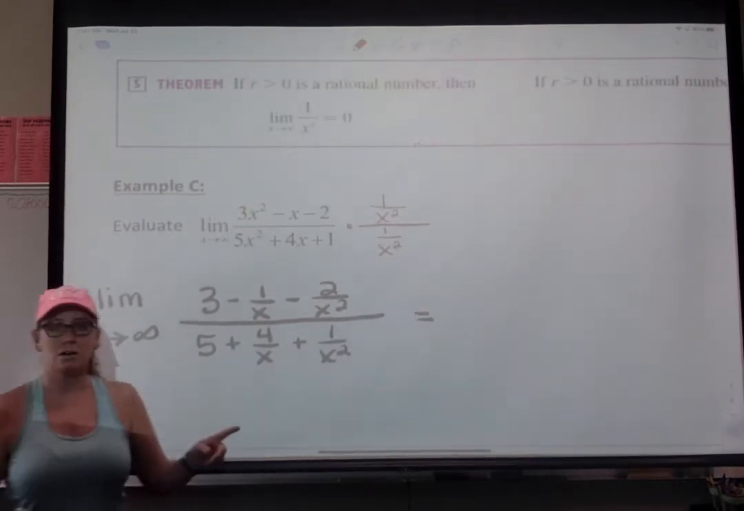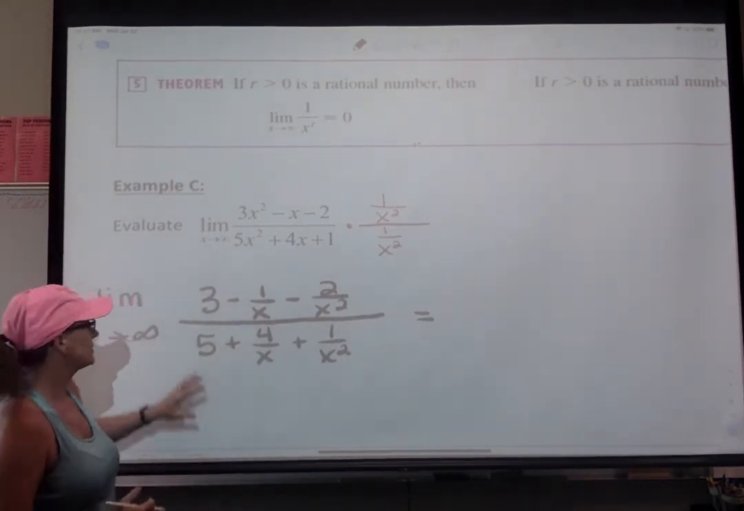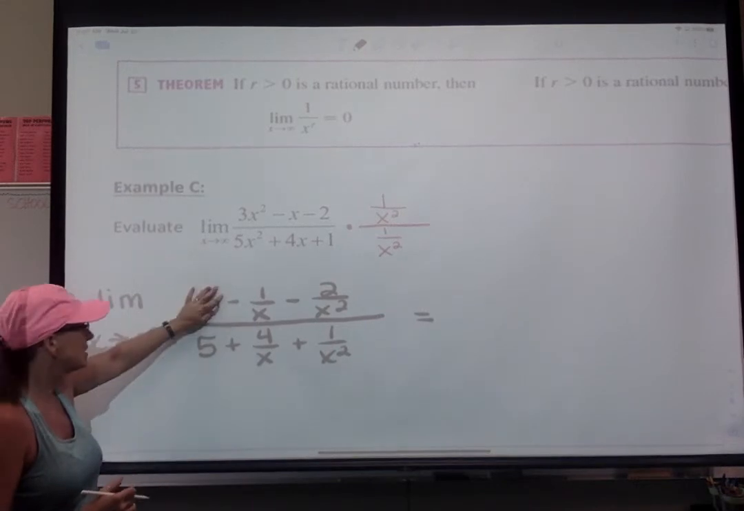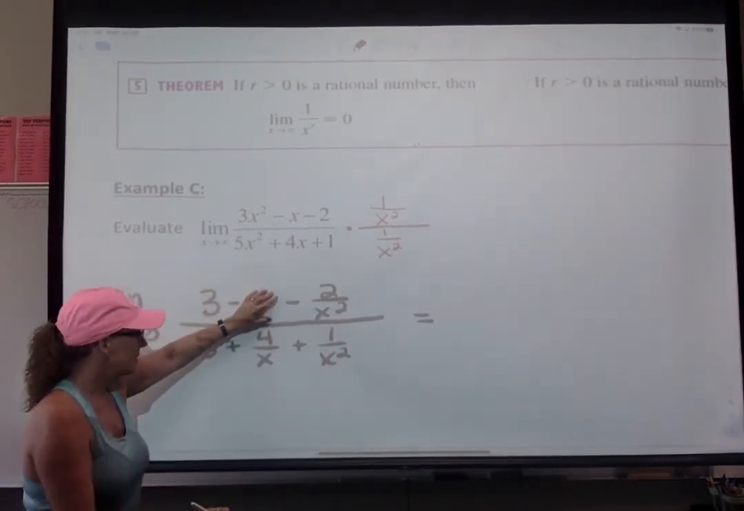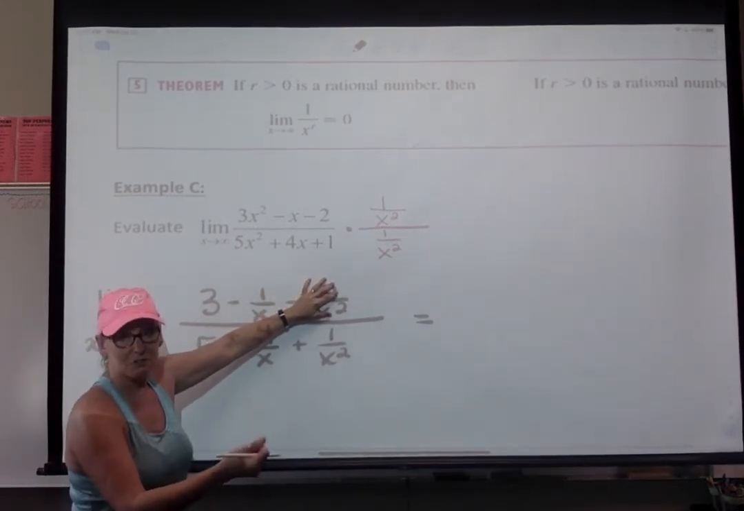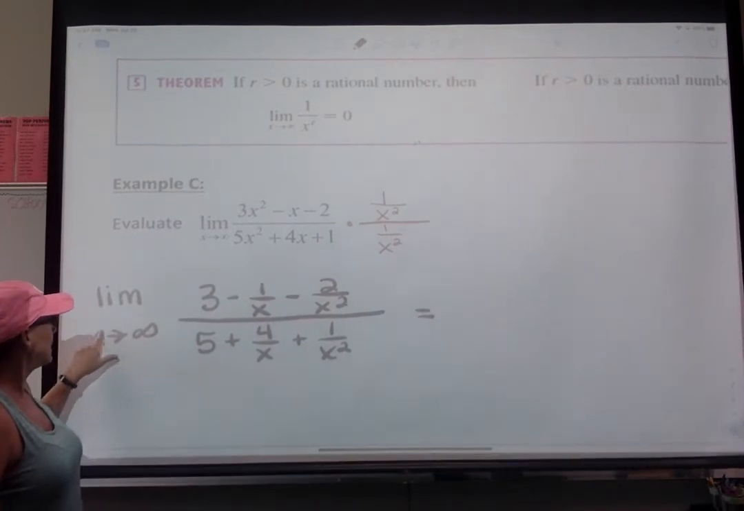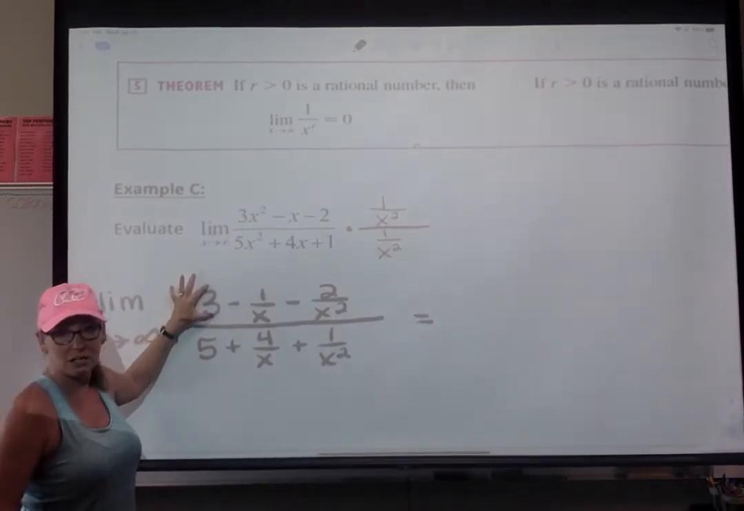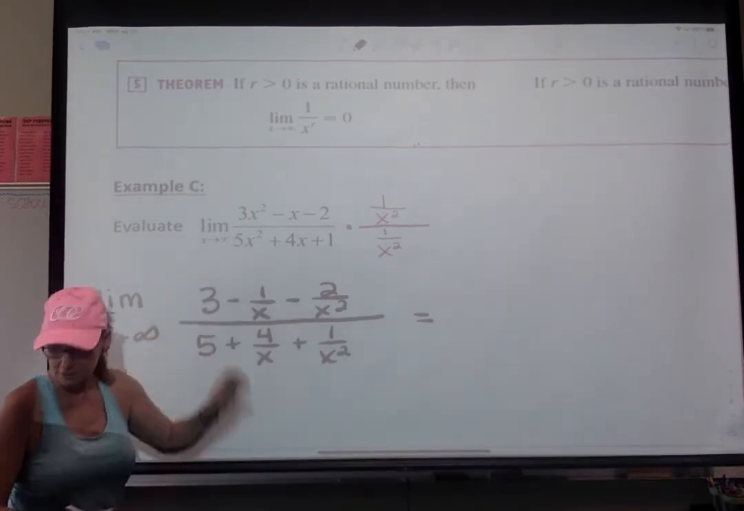Using my limit laws from, I don't know, a few days ago, I can think of these as the limit as x approaches infinity of this, minus the limit as x approaches infinity of this, minus the limit as x approaches infinity of this, right? I'm not going to write it all out. We're just going to do this in our heads. So as x approaches infinity, what's the limit of 3? Just 3, it's a constant.